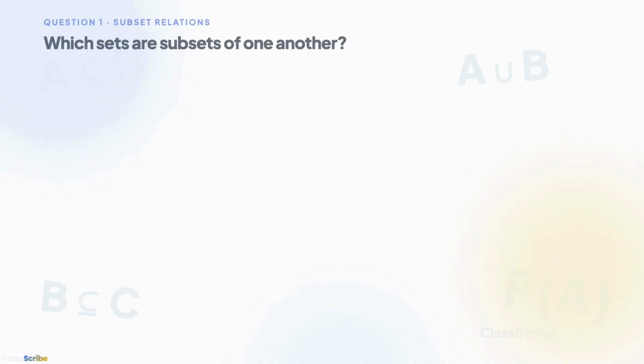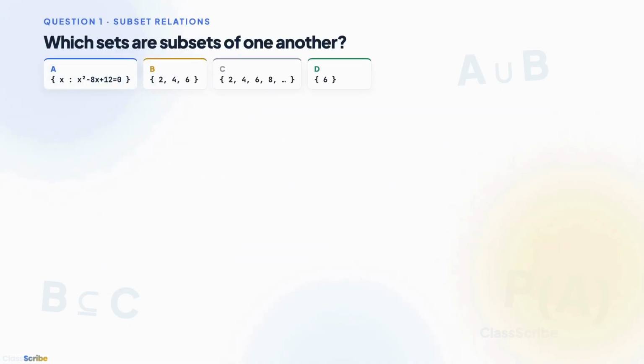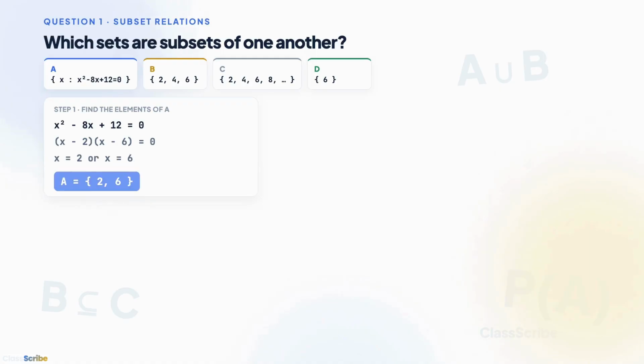We are given four sets. A equals {x belongs to R, and x squared minus 8x plus 12 equals 0}. B equals {2, 4, 6}. C equals {2, 4, 6, 8}. And D equals {6}. We need to decide which of these sets are subsets of one another. The first step is to find the elements of A.